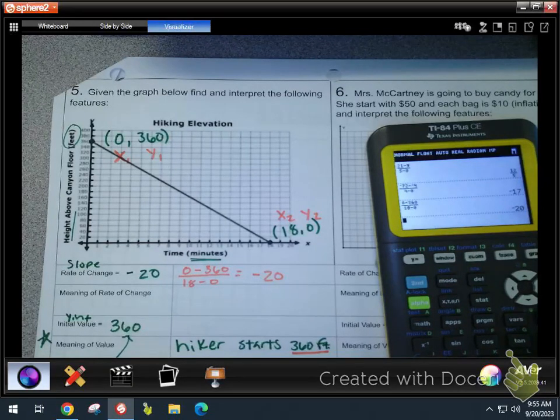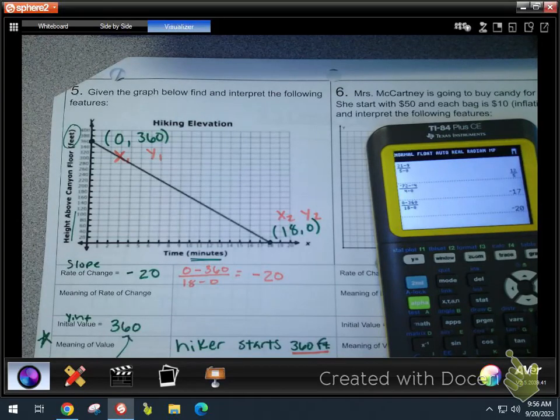All right, slope. I got negative. Should I be getting a negative? Yes. Why? Because it's going down. Line's decreasing. Okay, so that makes sense. So meaning with the rate of change. Since this slope is negative, that's going to be the rate that we are descending. How fast are we descending?